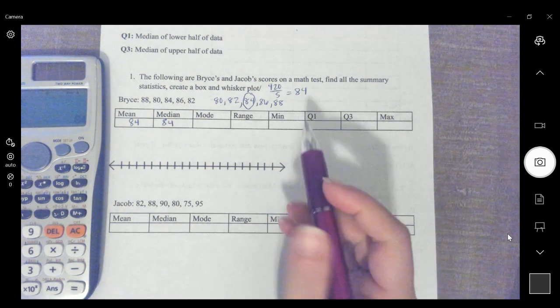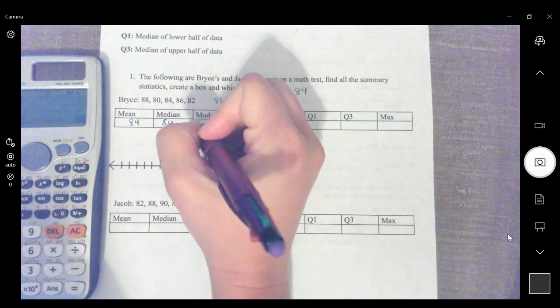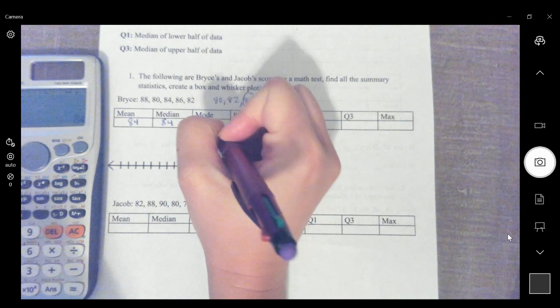So my median is 84. That's my middle number. Mode, is there anything that occurs more than the other numbers? Okay. Well, they all occur one time, so there is no mode. If you had one that occurred 3 times, then that would be your mode because it occurred more than the other ones.